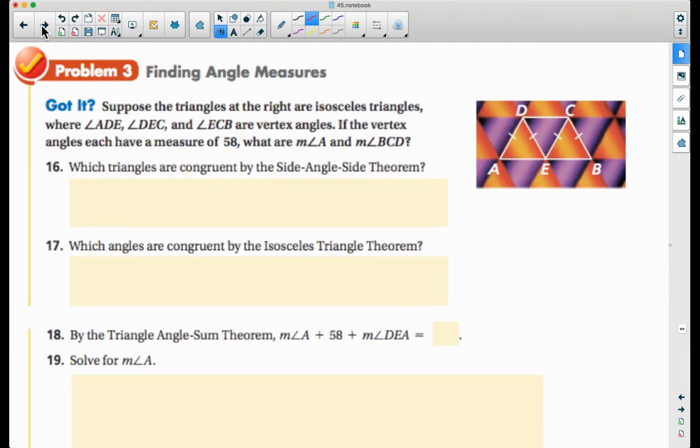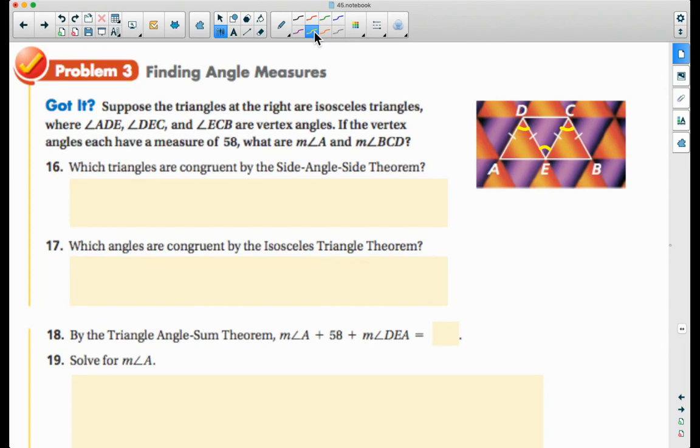Suppose the triangles at the right are isosceles triangles, where the measures of angle ADE, DEC, and ECB are vertex angles. All right? So that means angle ADE, that angle right there, angle DEC, that angle there, and angle ECB there are all vertex angles. If the vertex angles all have a measure of 58, what are the measure of angle A and the measure of angle BCD? Okay, so which triangles are congruent by side angle side?